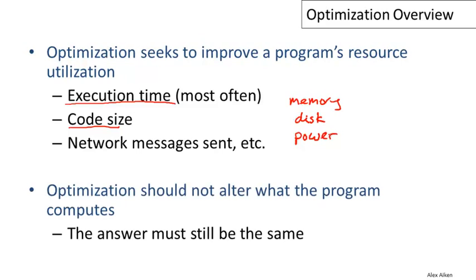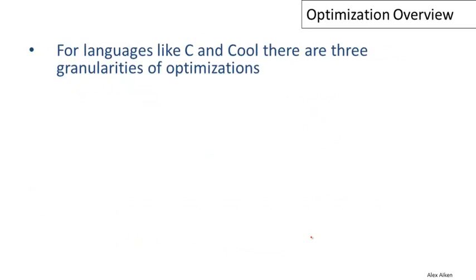And the important thing about optimization is that it should not alter what the program computes. The answer still must be the same. Okay, so we're allowed to improve the program's resource utilization, but we can't change what the program will produce.